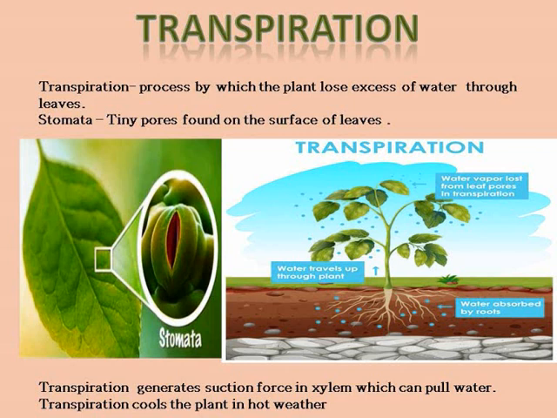Through stomata, carbon dioxide gas enters and oxygen gas goes out during the process of photosynthesis. And during the process of respiration, through stomata, oxygen gas enters and carbon dioxide goes out. During the process of transpiration, water vapor passes out through stomata.